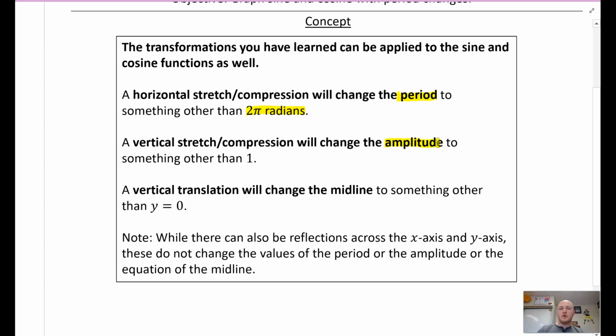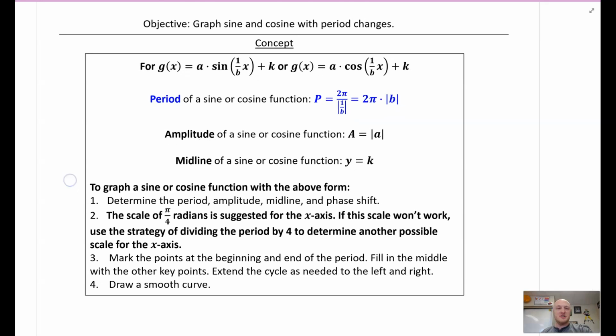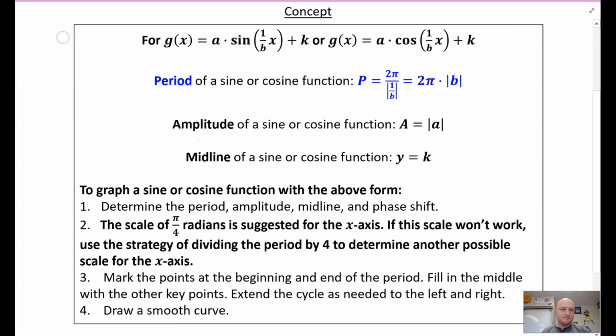And then a vertical translation, changing where our function is centered up and down, would affect the midline. Again, that's our k value, y is equal to k. So note, while there can also be reflections across the x-axis and the y-axis, these do not change the values of the period or the amplitude or the equation of the midline. Okay, so those are just a couple of notes on transformations, and then here's where we're going to get to the good stuff for today.